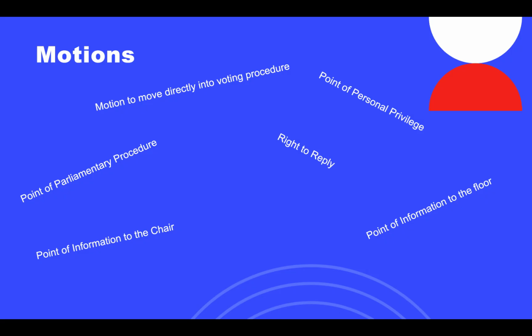You say point of personal privilege would be in order for the speaker to speak a little bit louder, or if the room's very hot, or if it's very cold, or whatever. It's literally just to do with if you're a little bit uncomfortable, you can just say point of personal privilege, could something be done or whatever.